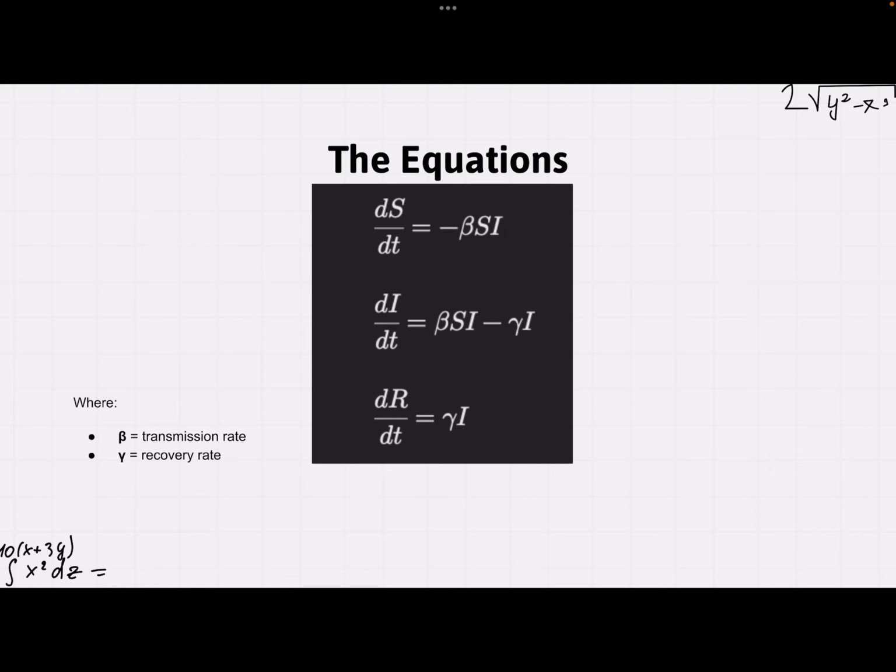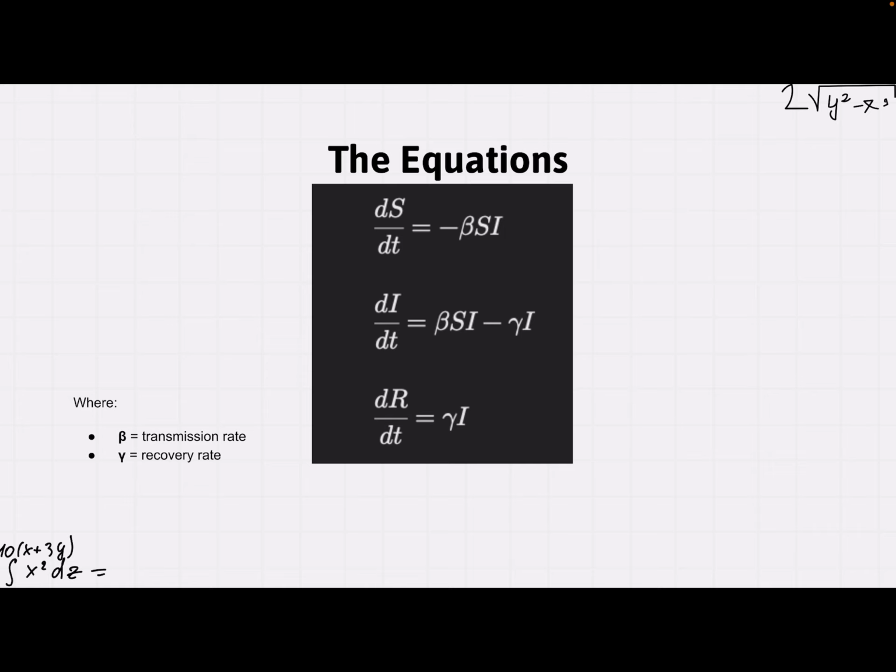So the equations. These are the core equations of the SIR model. Each one represents the rate of change in each compartment over time. The susceptible group loses people as they get infected. The infected group gains people from S and loses them as they recover. The recovered group grows as people leave the infected group.